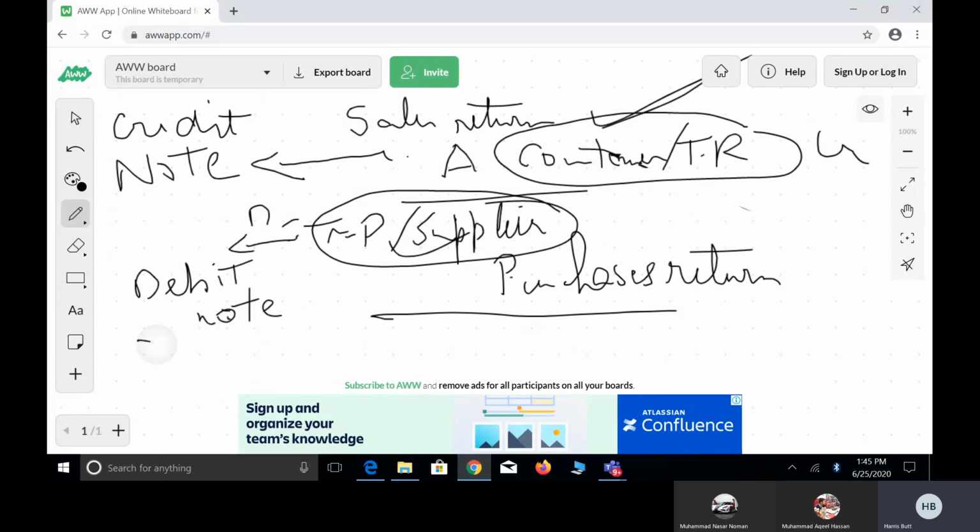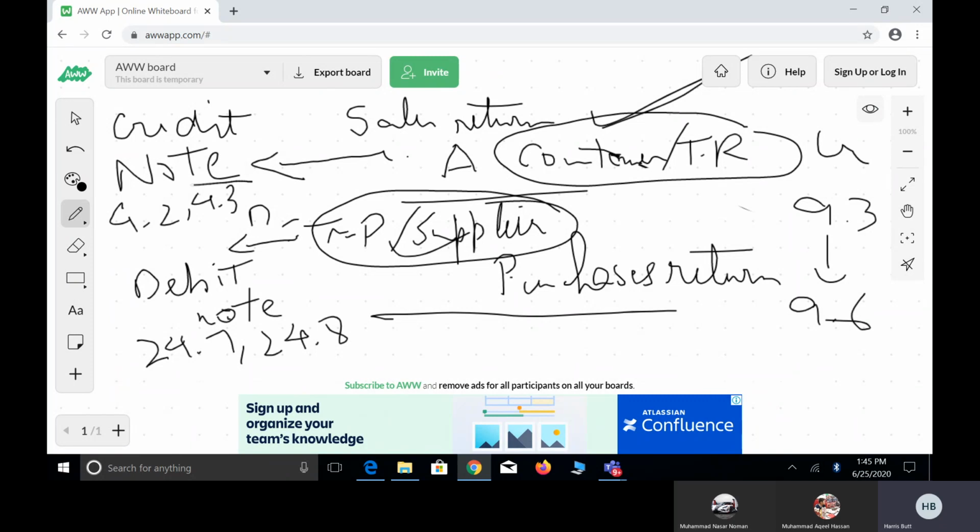This is what I want to do. 24.7 and 24.8 and then 9.3 till 9.6 you have to solve, prepare income statement and balance sheet. This is the homework which we have done earlier. Then I asked you to solve 4.2 and 4.3 in the past. This is what we have done till today.